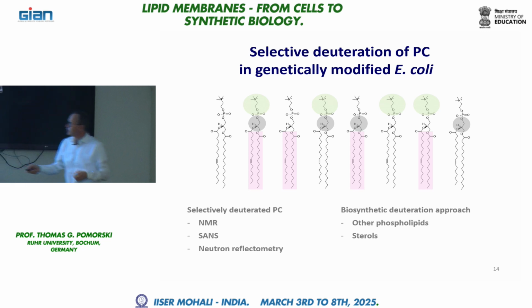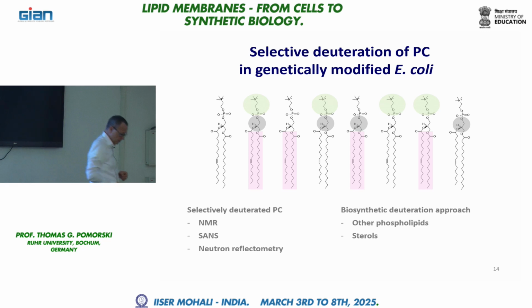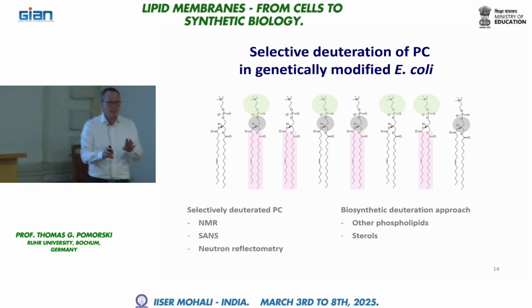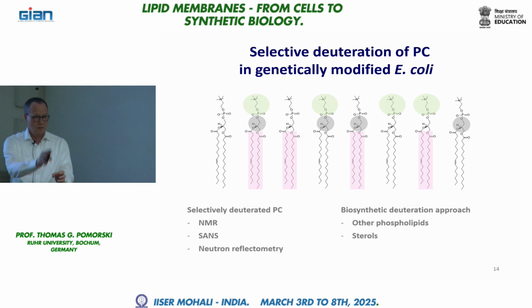Okay, here's just to show basically also the level of deuteration. You can make deuterations only in the head group. You can make deuterations in the fatty acids. You can only make deuterations in the fatty acid. That would mean I can make lipids visible at different parts.